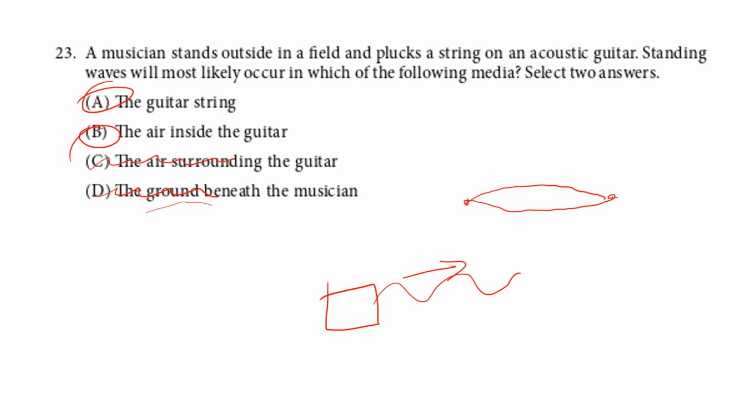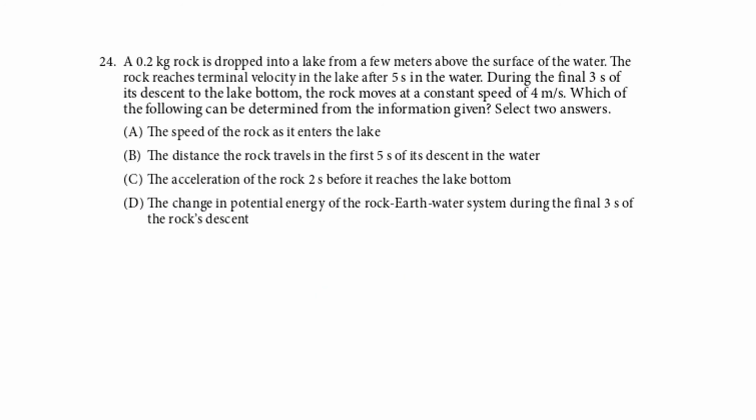Inside the guitar, however, the waves are going to be going back and forth, bouncing off of the walls. This is how guitars and any instrument produce sound. It's by the internal resonance of the box. So that's why it's A and B.